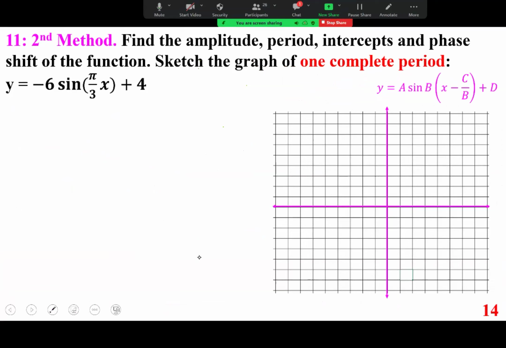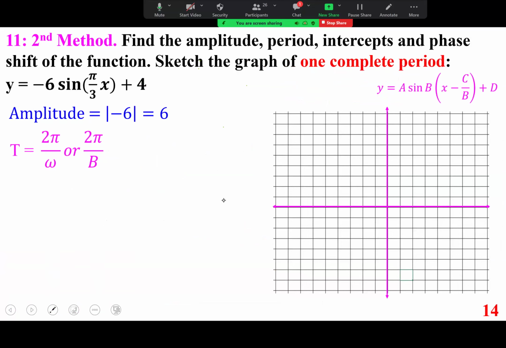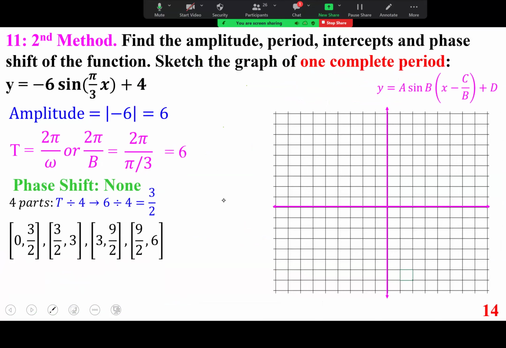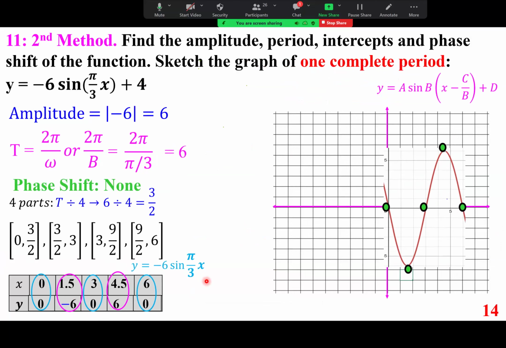Just quickly, the second method, class, going back here, the second method basically does this one without the 4 and then shifts it up. So it's going to be the same amplitude, the same period. I'm not going to spend time on that. No phase shift, cut it into three. So it's identical to the previous page. And now you are looking at only this function and graph those. So if you graph them, you get those, okay? And then those two, you get those. And that's the graph of this function.